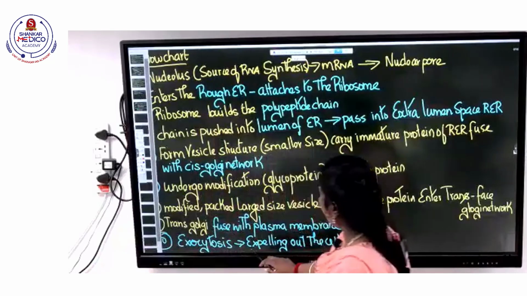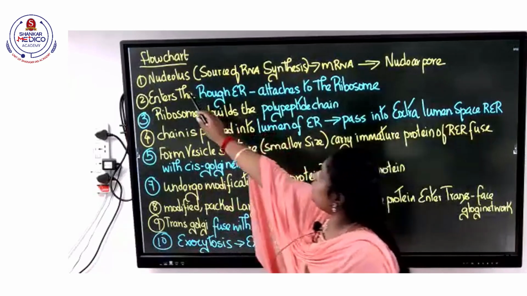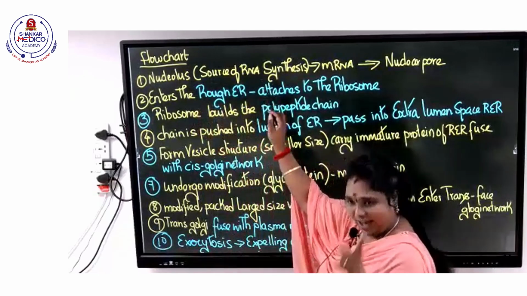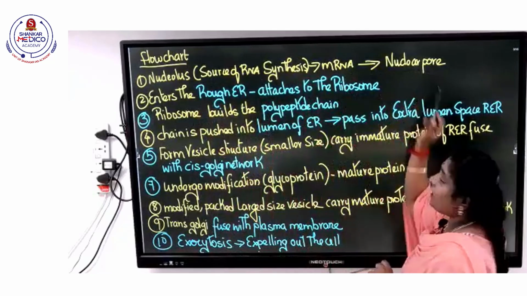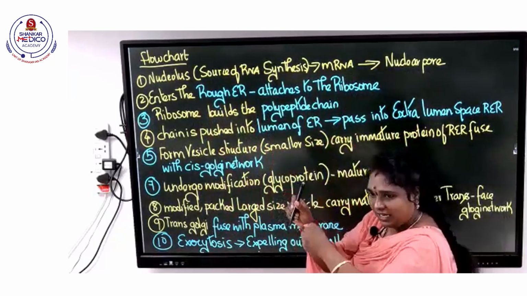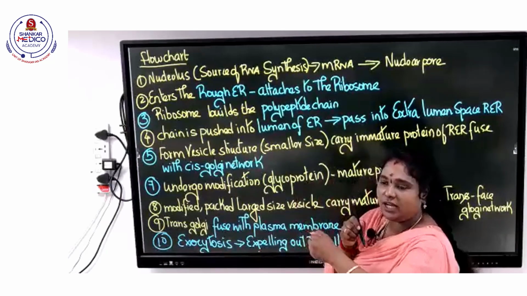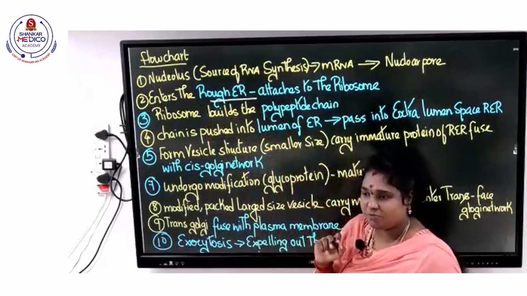So I have written a flow chart of what I said earlier. First, what is the first point? The nucleus is a source of RNA. It enters in the form of mRNA via the nuclear pore. So the nucleolus sends RNA, and that RNA enters via the nuclear pore. Now it enters the rough endoplasmic reticulum.